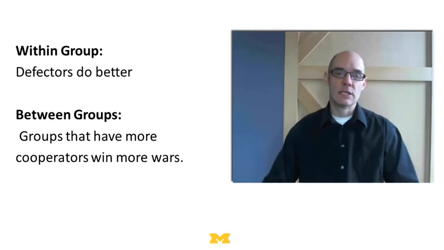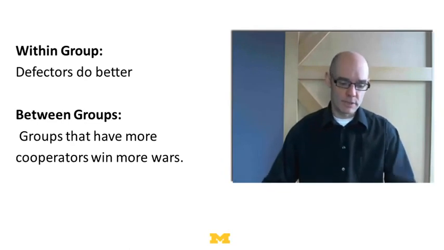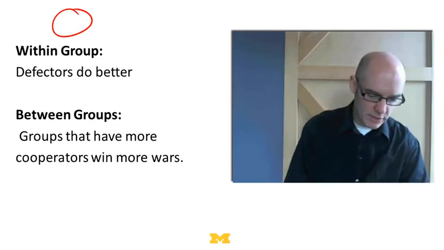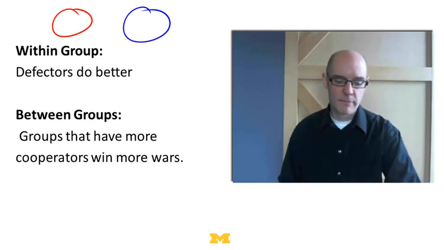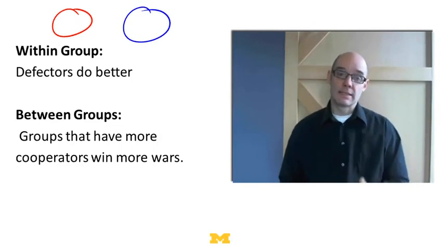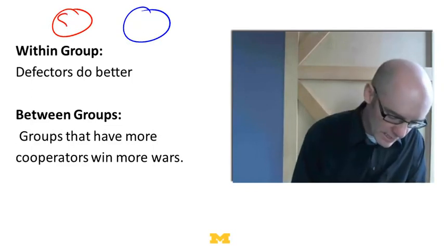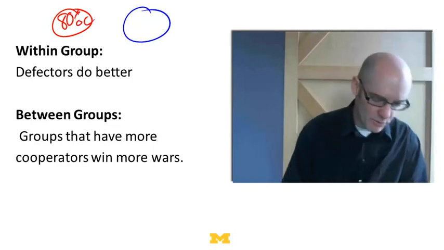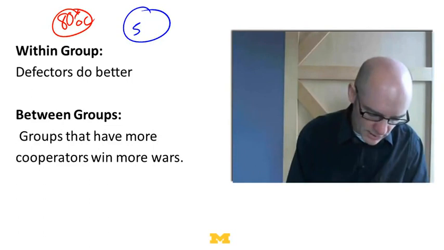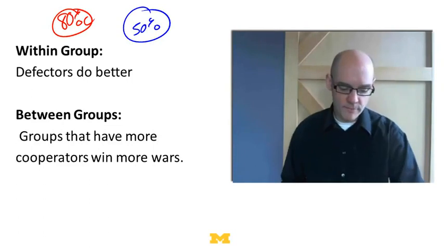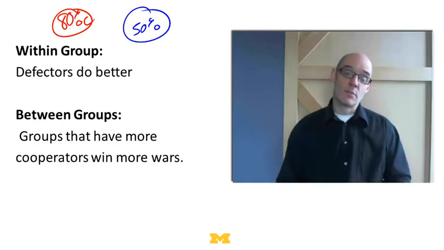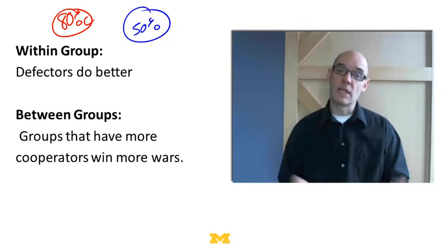Here's the idea. Suppose you've got two groups of people. There's a red group here, and there's a blue group here. Each group has, within itself, some percentage of cooperators. Let's suppose the red group has 80% cooperators, and the blue group has only 50% cooperators. Now let's suppose that the red group and the blue group go to war. Well, who's likely to win?